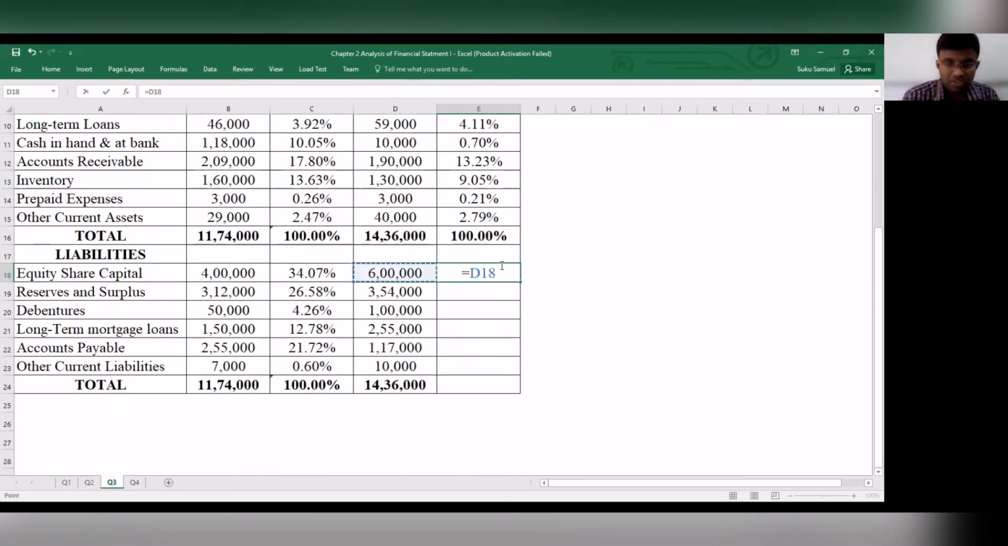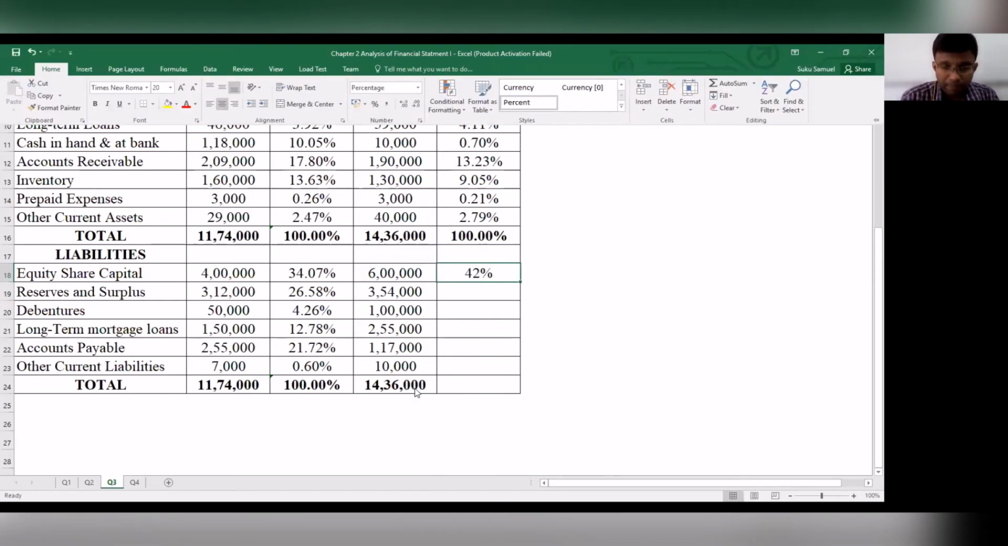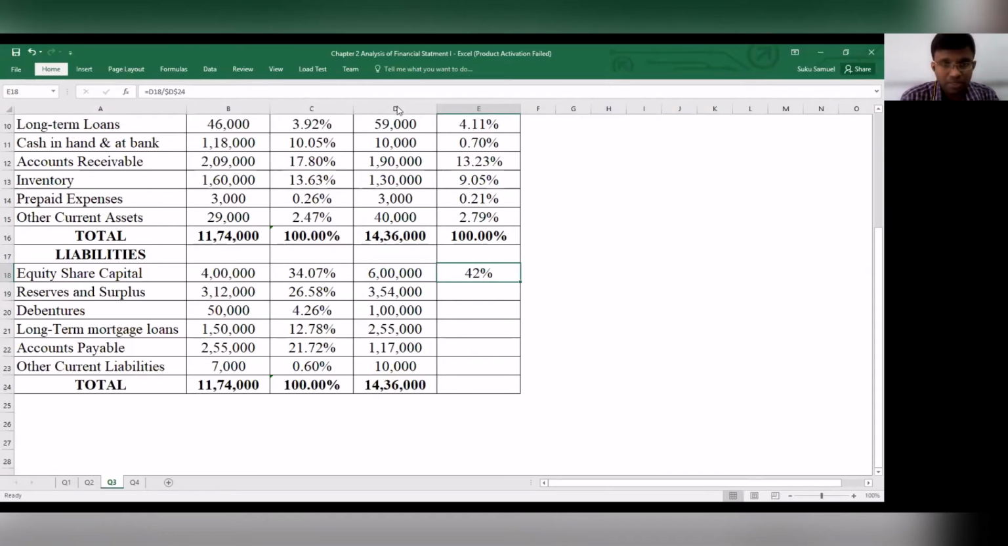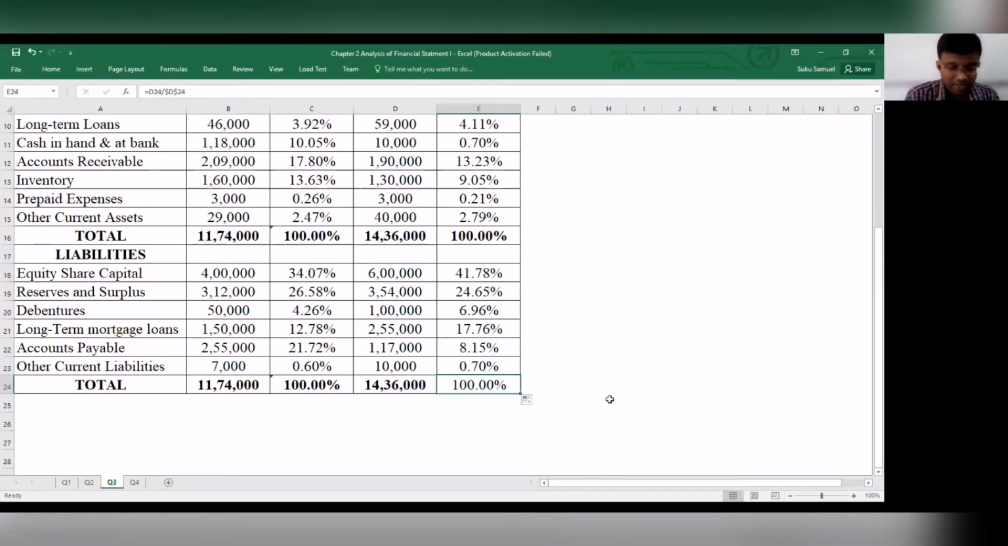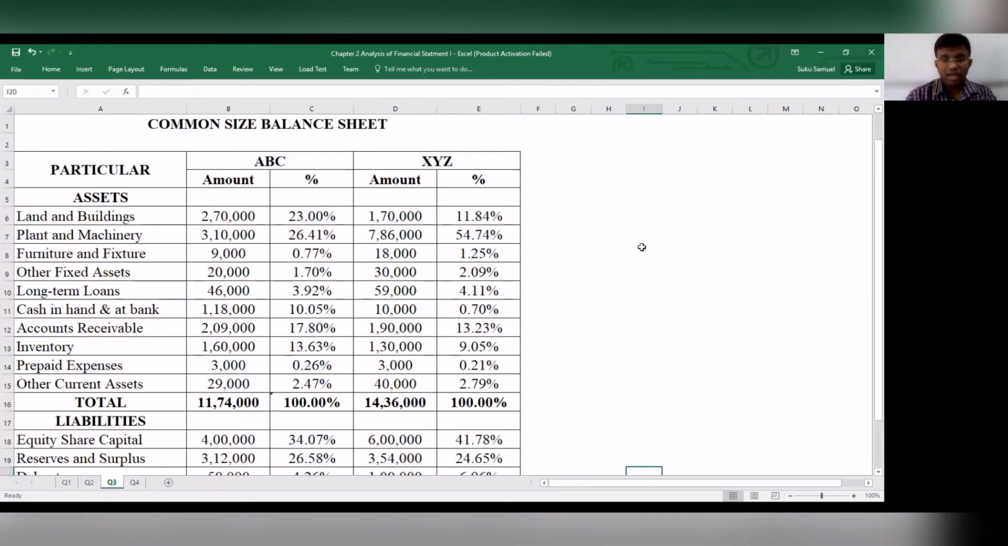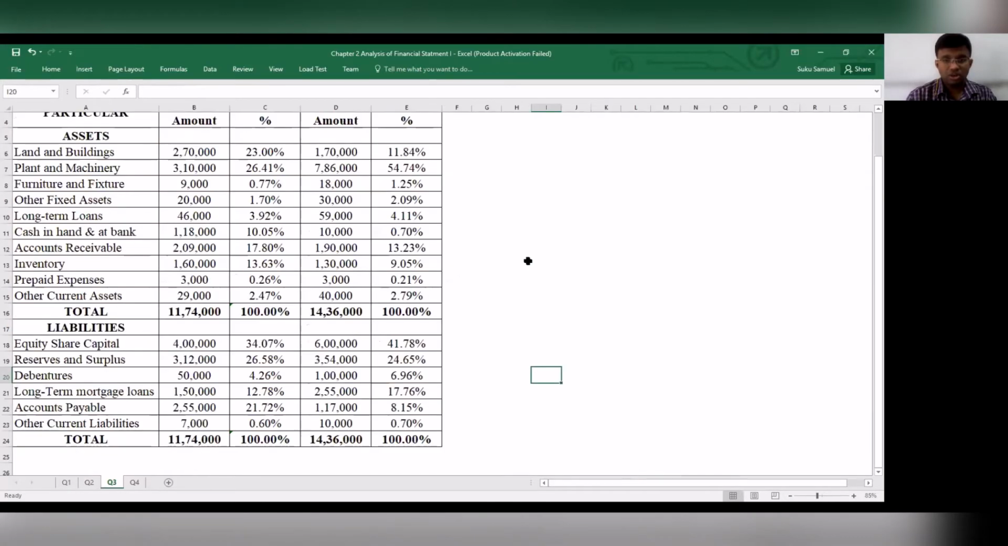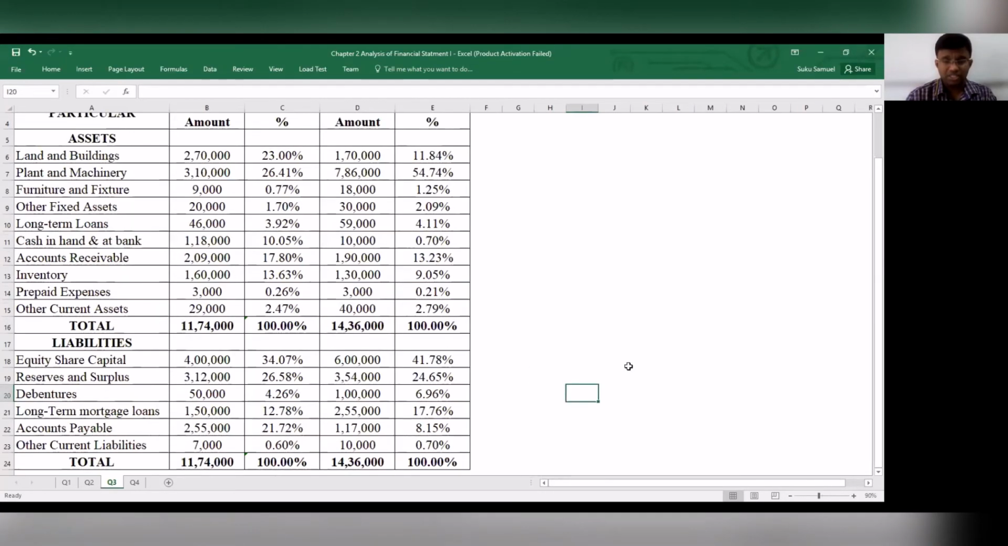Likewise, we have to repeat the process for liabilities also. For liabilities, how I would be calculating is each of these items divided by the denominator. The denominator would be the total liability. That is what I have done, and then convert that into percentage. Got that. So now I have completed the preparation of my common size balance sheet.